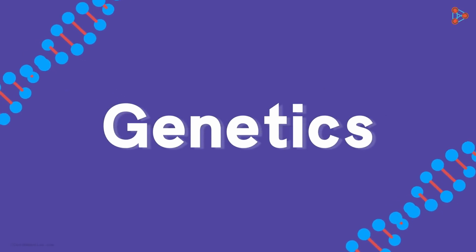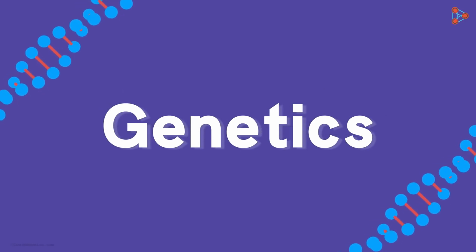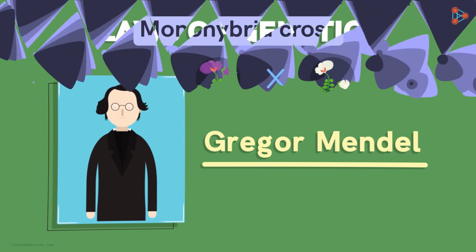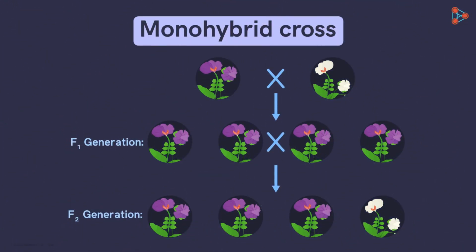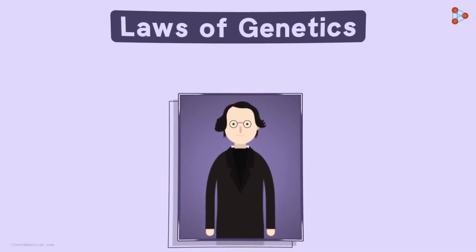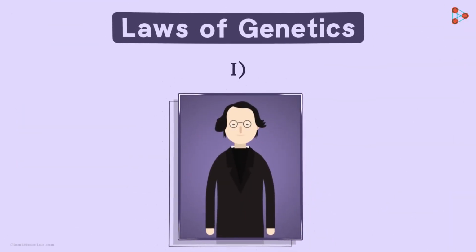The study of genetics is incomplete without understanding the laws put forth by Mendel. After his experiments of monohybrid and dihybrid crosses, Mendel concluded that there are certain factors which are passed from one generation to the other. But he explained this better with the help of his first law in genetics. The first law in genetics is called the law of segregation.